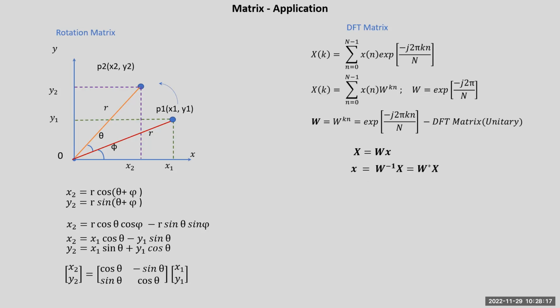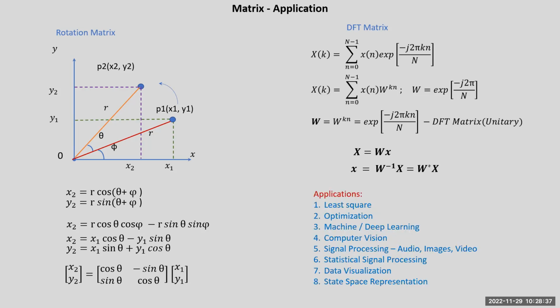If you want to switch from the frequency domain to the time domain, that is, capital X is given, which is a frequency domain representation, then the time domain representation can be computed by computing the inverse of the DFT matrix. And since it is a unitary matrix, the inverse is equal to the conjugate transpose. So these are very simple and beautiful applications of matrices, and this lecture also gives some fundamental ideas along with the notion of a matrix.